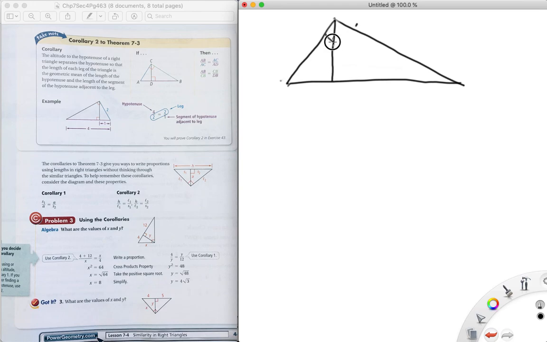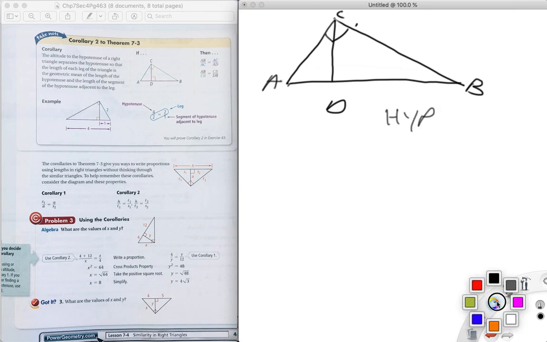Perfect. Alright, here's ABC. Here's D. Here's the opposite of my 90. Here's my short leg. So all of this applies before. This is the overall hypotenuse of the medium triangle.